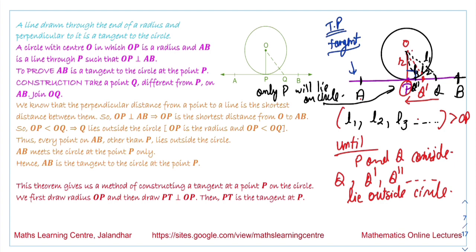P is the only point which lies on this circle, and this is the definition of the tangent: the line AB just touches this circle at the point P. So this is mentioned over here, that if we have to draw the tangent to the circle at any point P, what method can we use? We draw the radius OP, and then we draw the perpendicular to this radius, and that perpendicular will be the tangent to this circle.